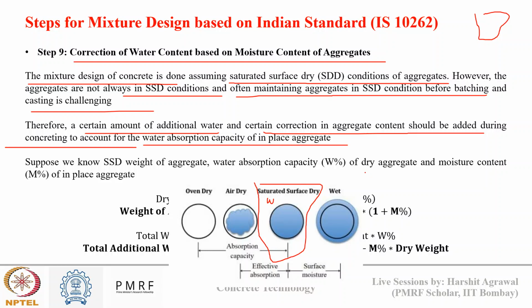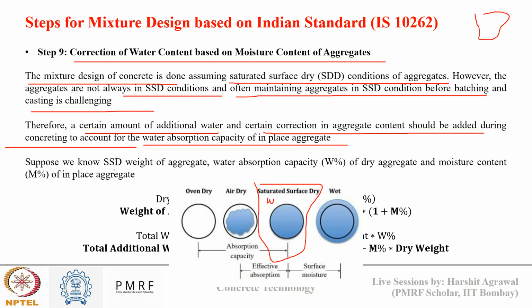The aggregates that I'm actually using may not be in SSD condition. They may be in a condition between very dry and very saturated. Such aggregates will absorb some moisture from the water that we have added for concreting. Now we don't want the water to cement ratio that we desired to get disturbed. So what we do is add additional water in concrete for aggregate absorption, and accordingly we do correction in both aggregate content and water content.